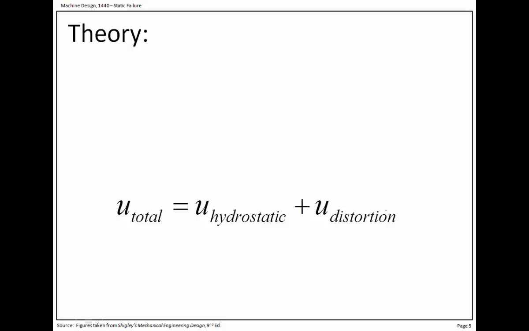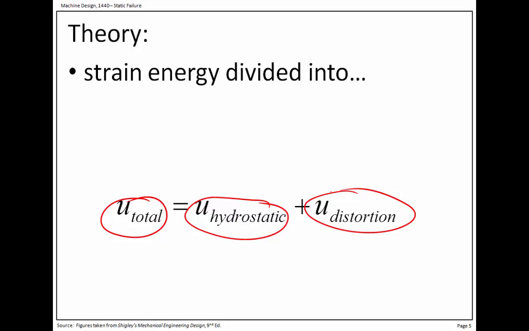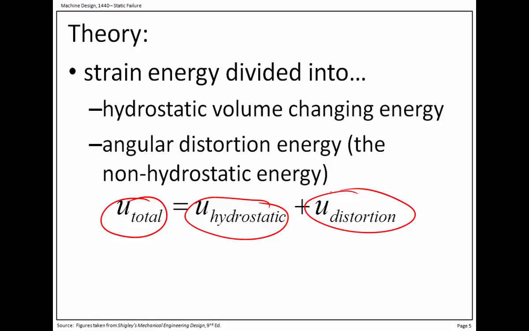But the best way to try to get to the bottom of what's going on is to look at the strain energy that's being imparted onto the specimen. And so you could break the total amount of strain energy that's happening onto anything into this hydrostatic energy and distortion energy. So the strain energy is divided that way into these two things.